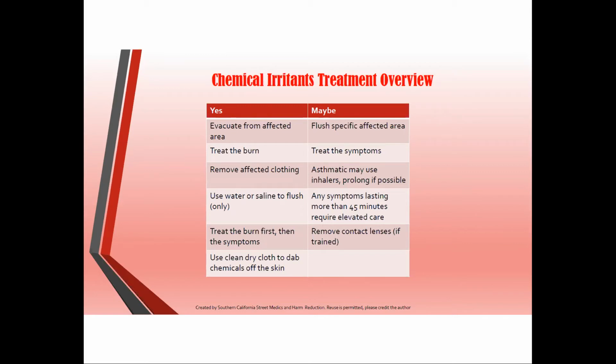The column on the left is something you should always do for everybody that gets contaminated. The one on the right, depending on the scenario. And we have two questions about liquid and acid. We'll get into that in a moment. The column on the right is something we should do depending on the scenario, but sometimes we can flush the specific affected area. Specifically meaning the face.